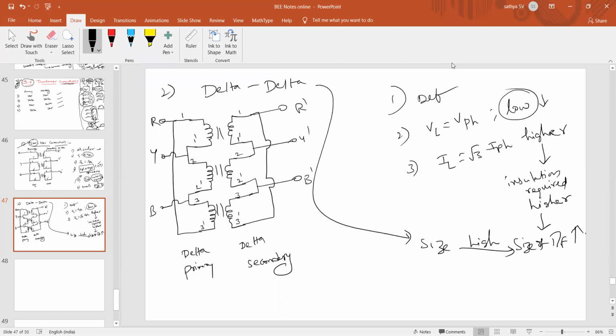So in delta delta connection, the size will be higher. This is our fourth point. And what about your fifth point? Where can we use this, at which applications? Low voltage applications. Clear? All of you? Yes. Now tell me the star delta connection.